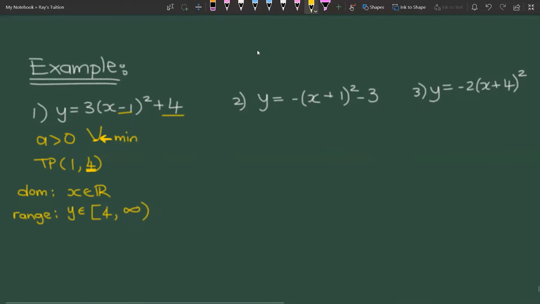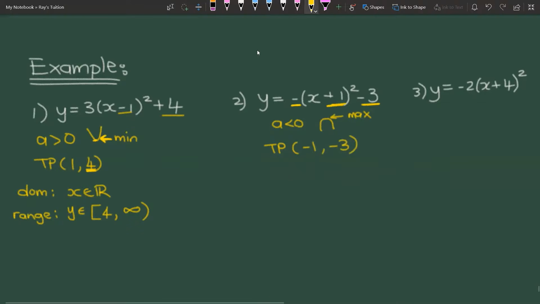Let's have a look at this one. Again, what shape does it have? The A is negative, so this time it has a downward shape and it has a maximum. We need the turning point. Again, it's in turning point form, so we just read the P and the Q value. We change the sign of P, so that +1 becomes -1, and the Y coordinate is 3.